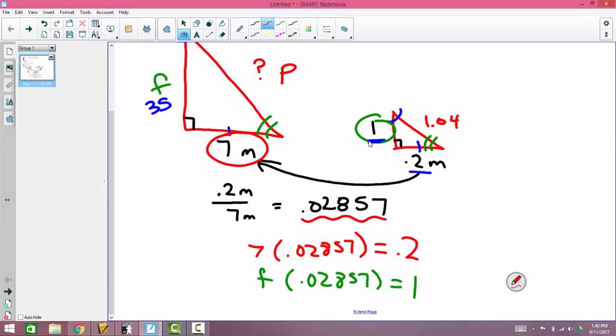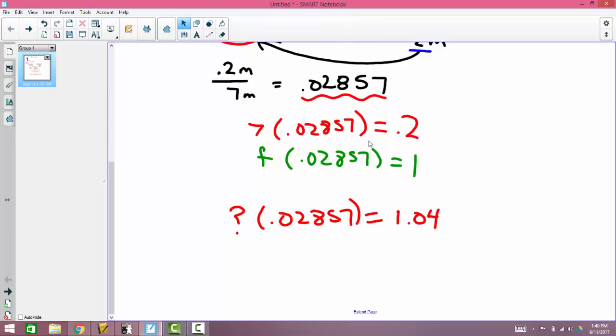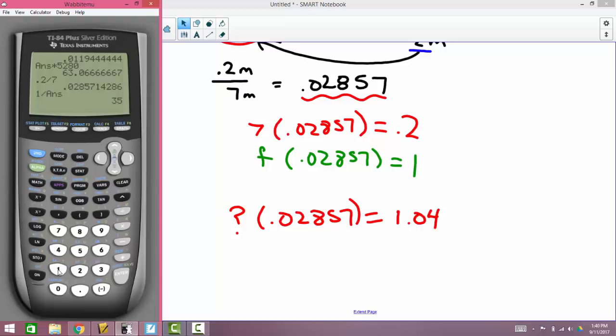So, question mark times 0.02857 would equal 1.04. So you would have to do 1.04 divided by that decimal. So let's go to the calculator.